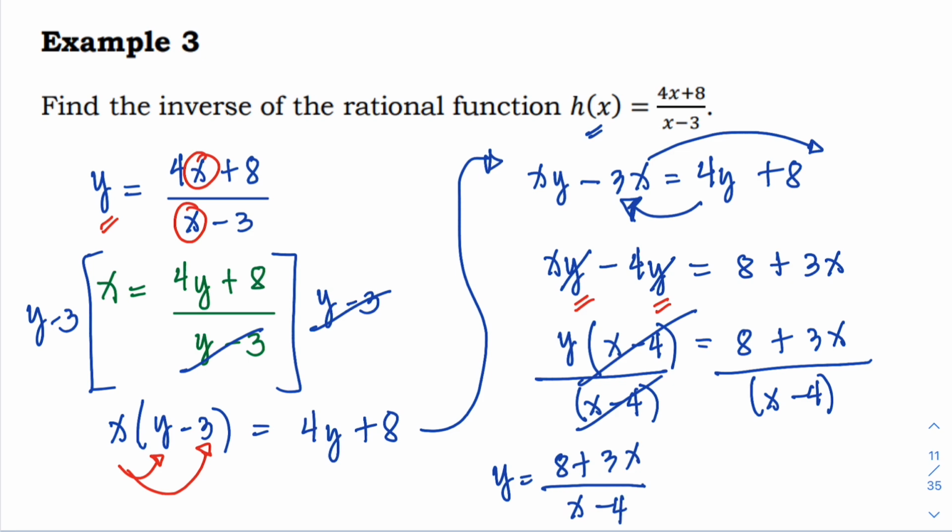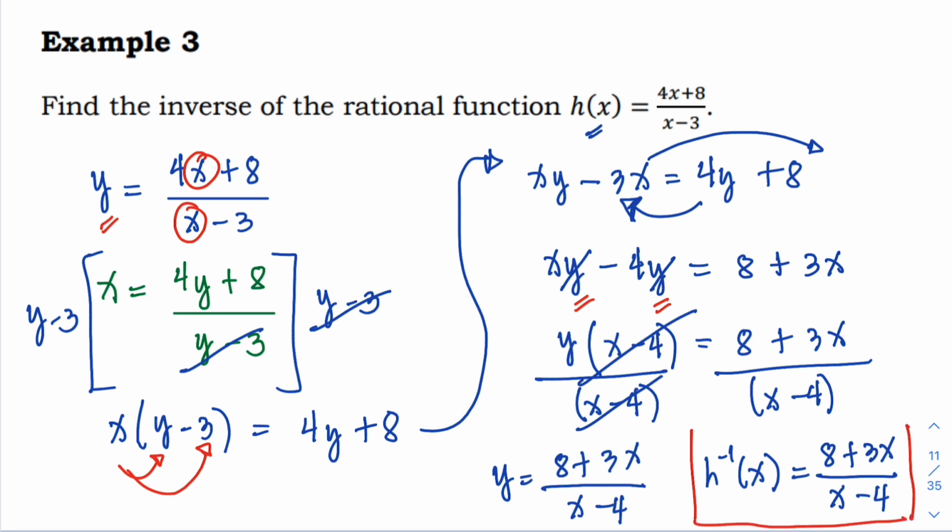So, since na-solve na natin si y guys, ito na ngayon yung ating inverse function. Okay, so pwede na nating palitan si y ng the inverse function ng ating original function, yung h of x. So, ang kanyang inverse function ay 8 plus 3x over x minus 4. Okay? So, ito na ngayon yung ating final answer. Naintindihan ba, guys?